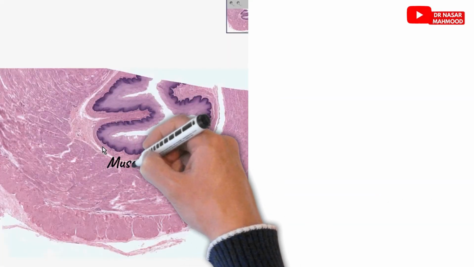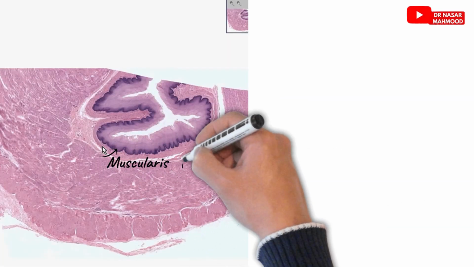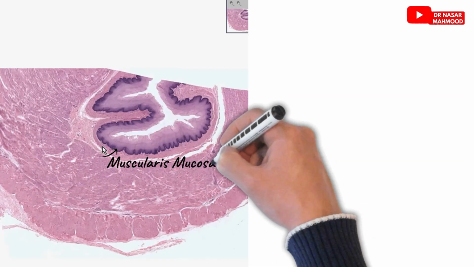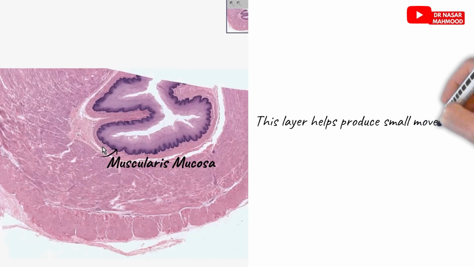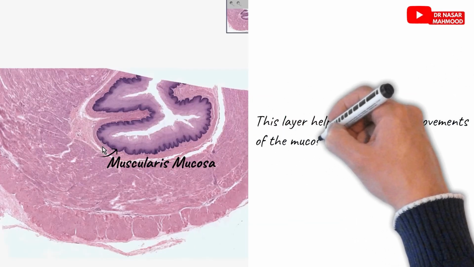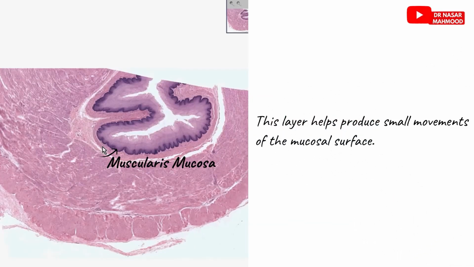Just beneath the mucosa is a thin layer of smooth muscle called the muscularis mucosae. This layer helps produce small movements of the mucosal surface. You can identify it because it lies between the mucosa and the submucosa.